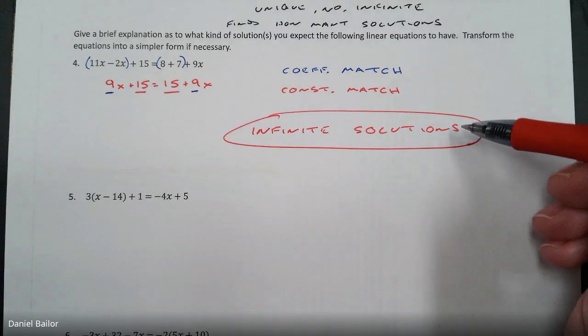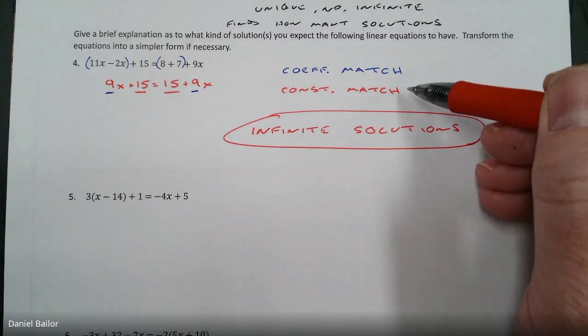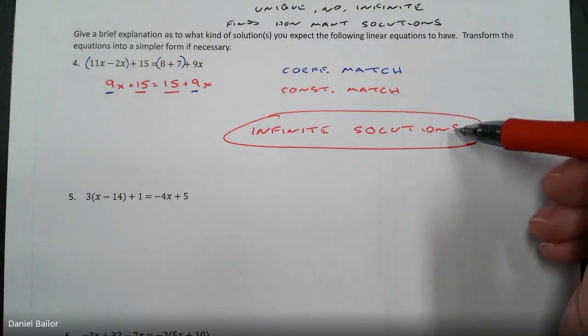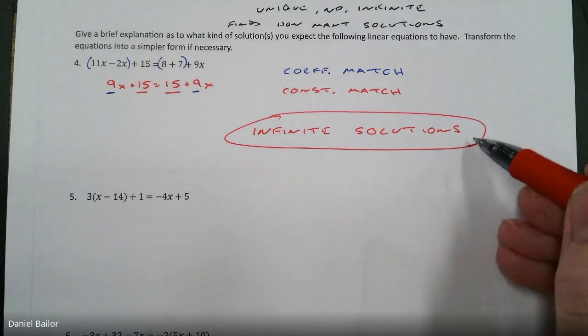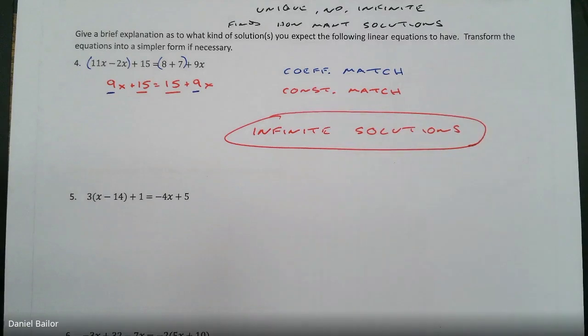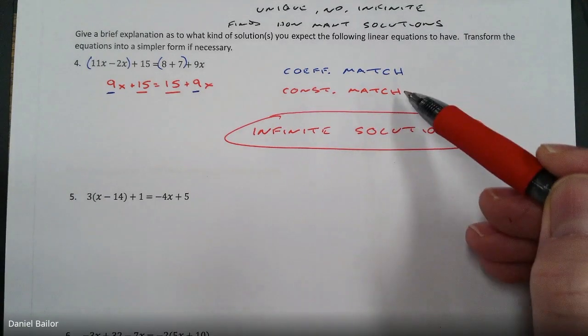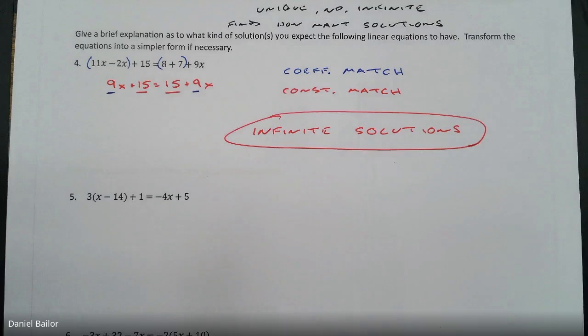And if anybody asks you why, that's your answer, but this is your explanation. Infinite solutions because the coefficients match and the constants match. This is your answer. This is your explanation. I need to see both, please. I need to see your answer and your explanation. Coefficients match, constants match, therefore infinite solutions.